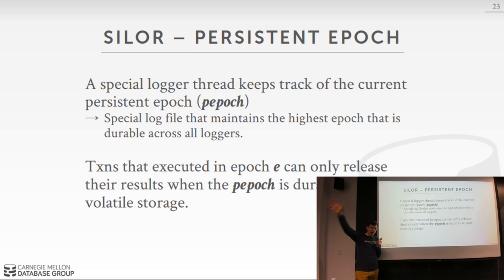So again, they do everything in batches. All the transactions will commit and validate in a batch, and then when it gets flushed out, I can flush things out ahead of time because I don't want to wait until the very end of the epoch before I flush everything.